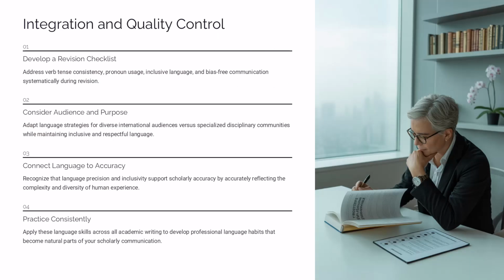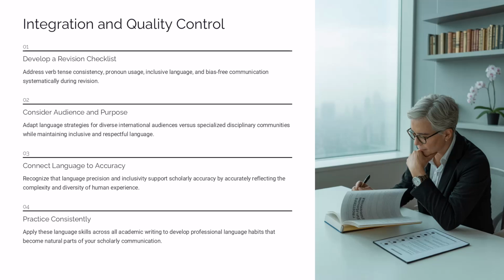Integration and quality control. The grammar, usage, and language guidelines we've covered work together to create scholarly writing that is precise, respectful, and professionally competent. Integrating these elements requires systematic attention during both drafting and revision processes. Develop a revision checklist that addresses verb tense consistency, pronoun usage, inclusive language, and bias-free communication. Review your drafts specifically for these elements, separate from content and organization reviews. This systematic approach ensures that language precision supports rather than distracts from your scholarly contributions.